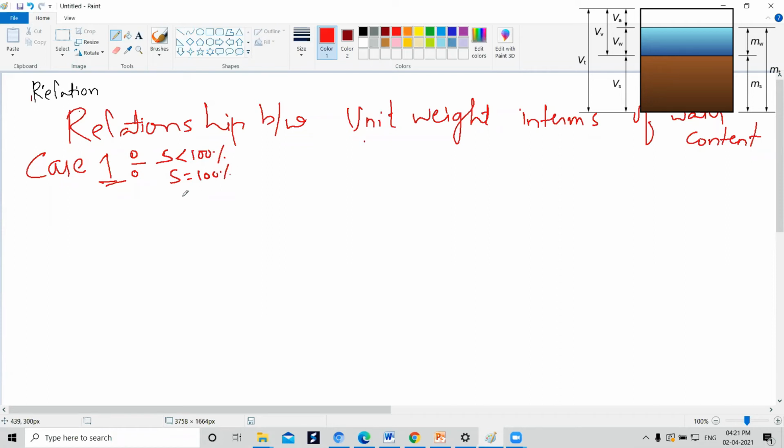Very nice. Now, if S is equal to 1, I'll say it is fully saturated. If S is equal to 0, then what is the condition? Dry. Completely dry. Very good. Now for case number 1, we will be understanding the degree of saturation is less than 100, meaning we will work in the partially saturated condition.